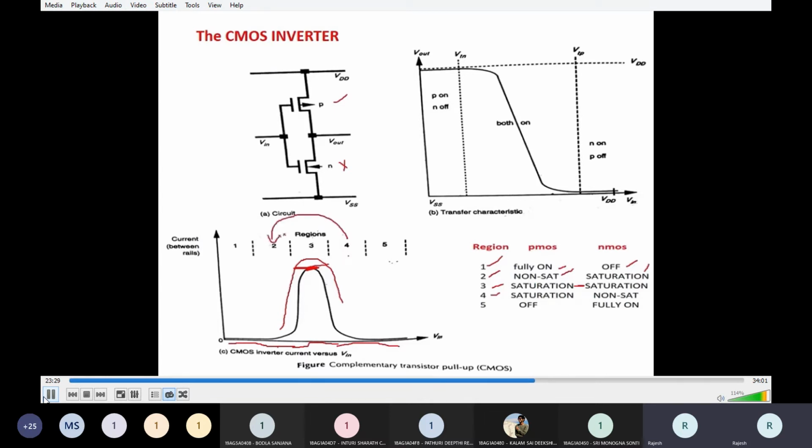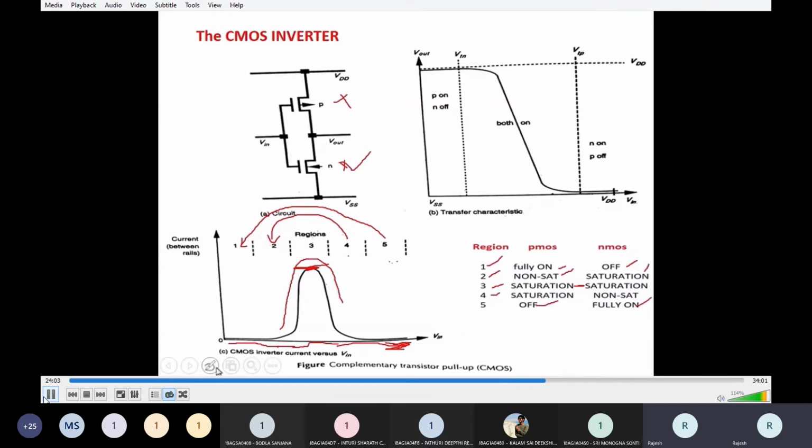That is, PMOS transistor becomes saturated and NMOS transistor becomes non-saturated. Then region five is exactly opposite to region 1, that is for high input. At this point input is high. Then this NMOS transistor becomes fully on and this PMOS transistor becomes fully off. That is, PMOS is off, NMOS is fully on.